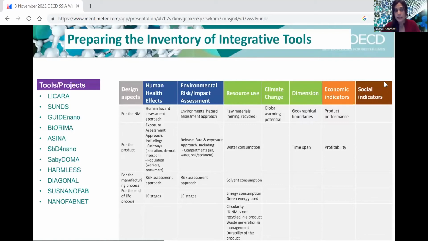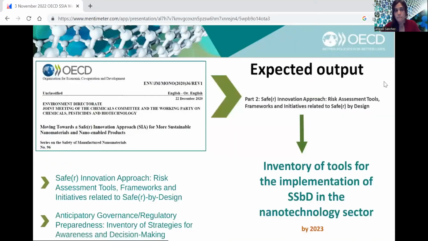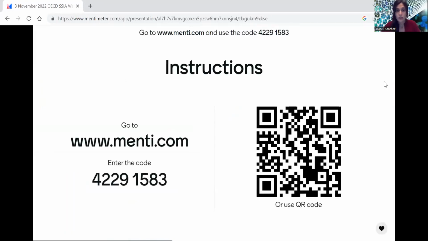So next slide. We hope that in the coming year, by 2023, to have this inventory of tools that will help on the implementation of safe and sustainable by design in the nanotechnology sector. And now we have some questions for you that Juan is going to guide you through. Juan, please.